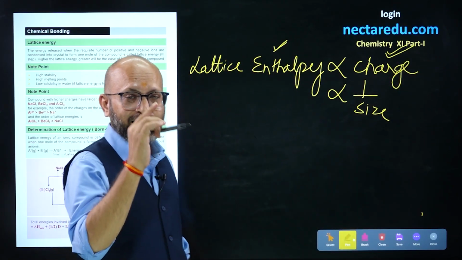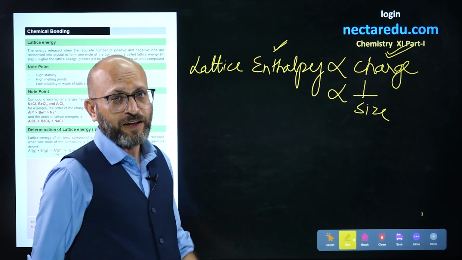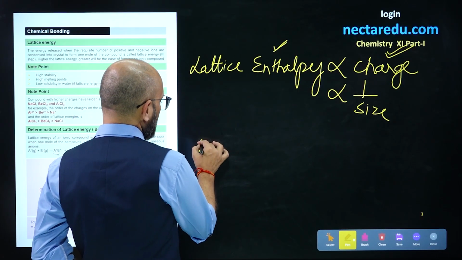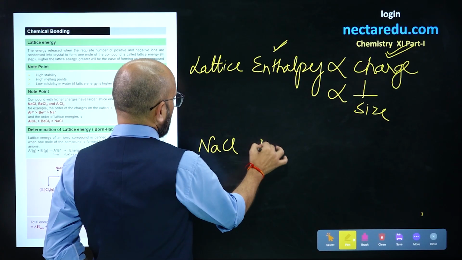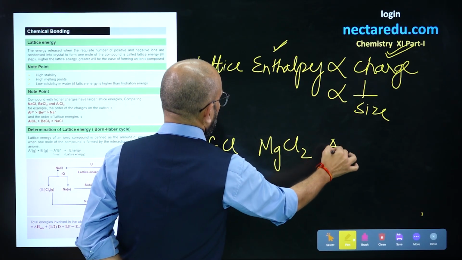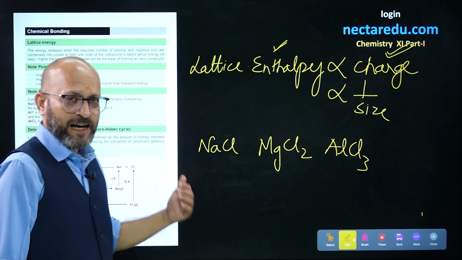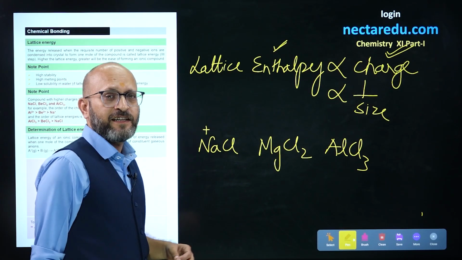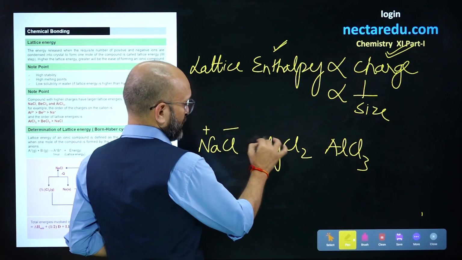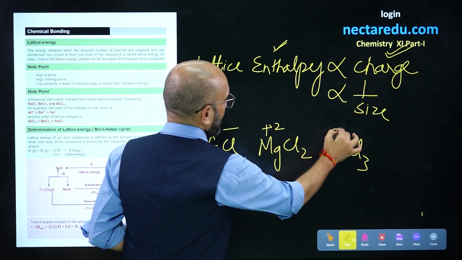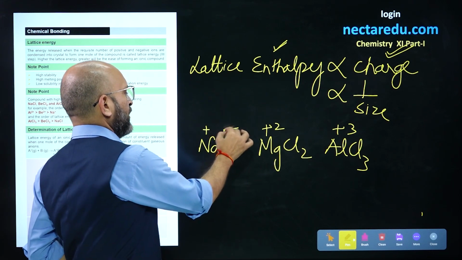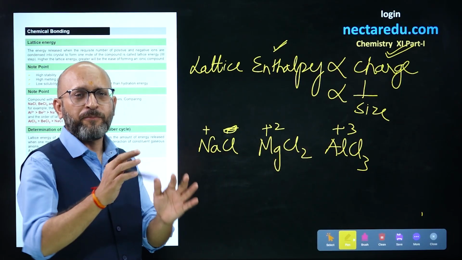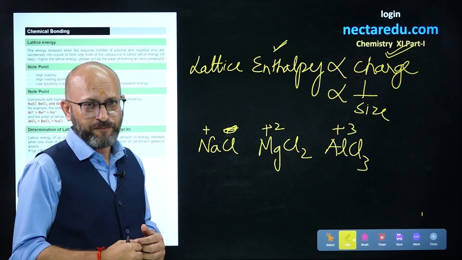Just remember that the ionic compound where more charges are there, lattice enthalpy will be more. For example, if we take NaCl, MgCl2, AlCl3, and you are asked where the lattice energy value is more. In NaCl the charge is Na+ and Cl-, in MgCl2 the charge on Mg is +2, and here the charge is +3. The negative ion has the same charge, Cl-, so we are not comparing on the thing that has the same value.